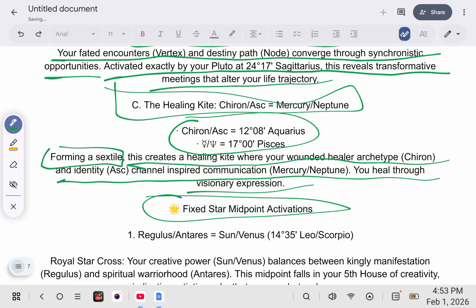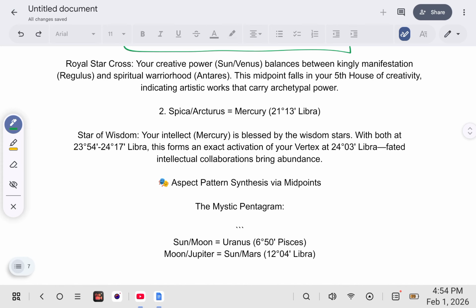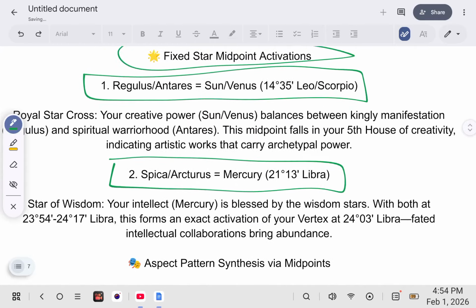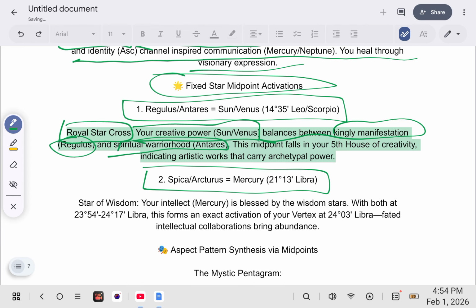Fixed star midpoint activations. Regulus, Antares, Sun, Venus, 14°35' Leo, Scorpio, and Spica, Arcturus equals Mercury, 21°13' Libra. So first we have Regulus and Antares equaling Sun and Venus at 14°35' Leo and Scorpio. It's the royal star cross. My creative power, which is Sun and Venus, balances between kingly manifestation, Regulus, and spiritual warriorhood, which is Antares. This midpoint falls in my 5th house of creativity, indicating artistic works that carry archetypal power.